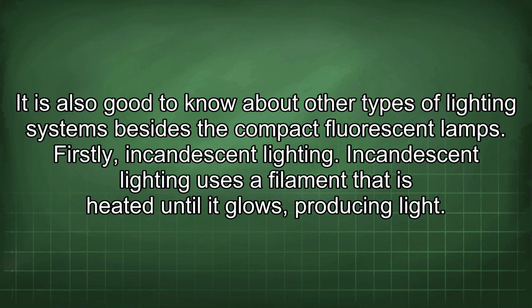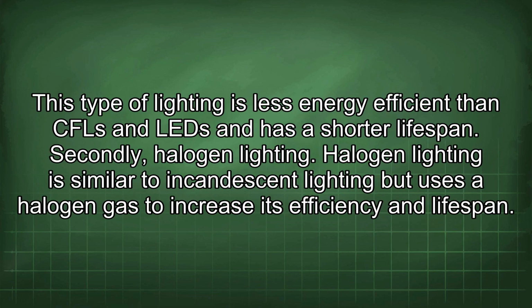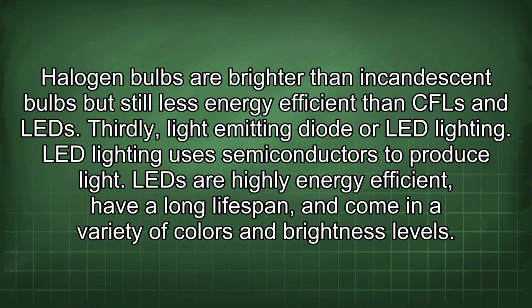It is also good to know about other types of lighting systems besides the compact fluorescent lamps. Firstly, incandescent lighting. Incandescent lighting uses a filament that is heated until it glows, producing light. This type of lighting is less energy efficient than CFL and LED and has a shorter lifespan. Secondly, halogen lighting. Halogen lighting is similar to incandescent lighting but uses a halogen gas to increase its efficiency and lifespan. Halogen bulbs are brighter than incandescent bulbs but still less energy efficient than CFL and LED.